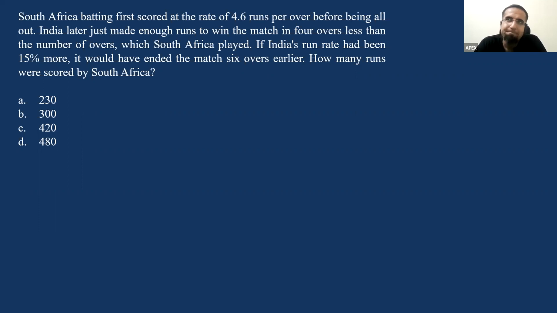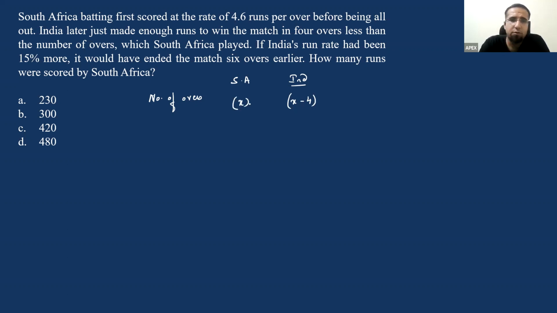Now, if you look at the solution here, I was not convinced with the solution. Let's see what is happening here. So let's say we are talking about number of overs. So I'm talking about South Africa and I'm talking about India. In the first case, India played 4 overs less than what South Africa played.